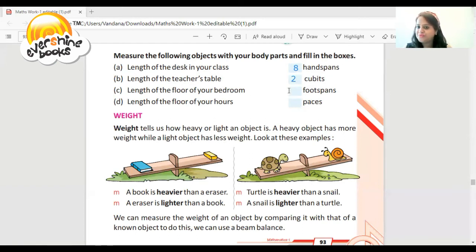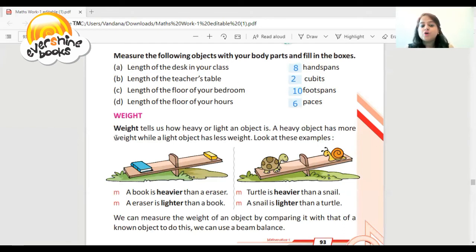And the length of the floor of your bedroom is around 10 foot spans. We can say around because it varies between your answer and my answer. Now the length of the floor of your room. So students, it's around 6 foot spans. Okay, students, got it?